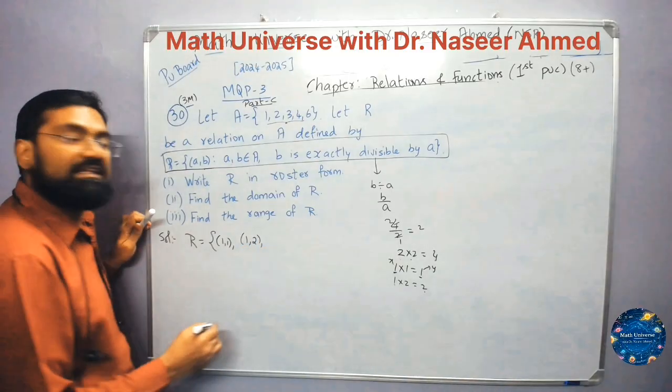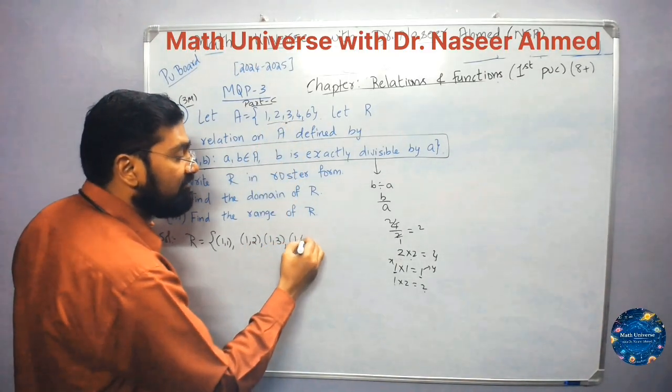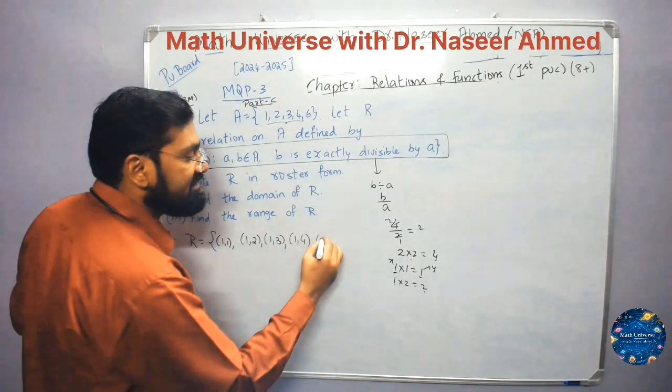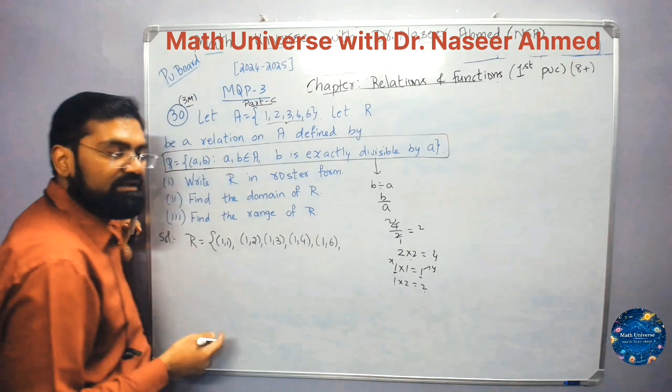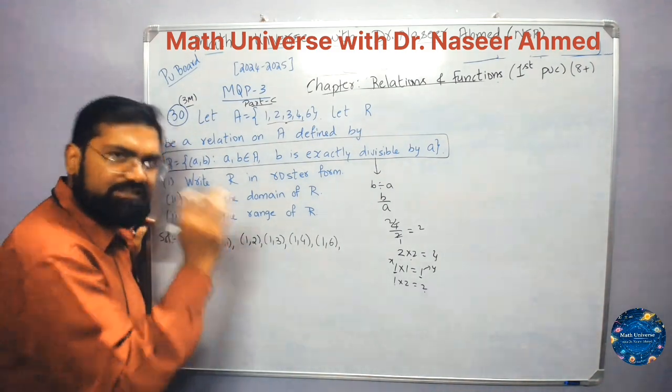Next, 1 3s are 3. Yeah, 3 is also there. I will write. 1 4s are 4. 1 5s are 5. But 5 is not there, so I will not write. 1 6s are 6. I don't think this is any trouble. Trouble comes from 2, 4, 3. So it's simple. See this carefully.